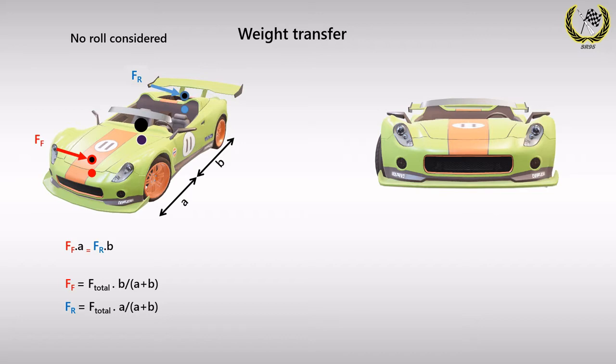The key point to remember from this is that if the effective inertial weight of the car is biased to one end of the car, that end of the car is more likely to be the first to reach its tire saturation point and lose grip. Now, when we consider body roll, you will see that this weight bias can also happen between the left and right tires individually as well.